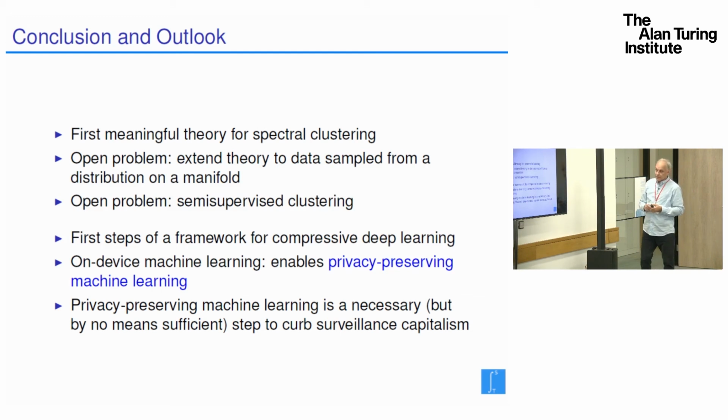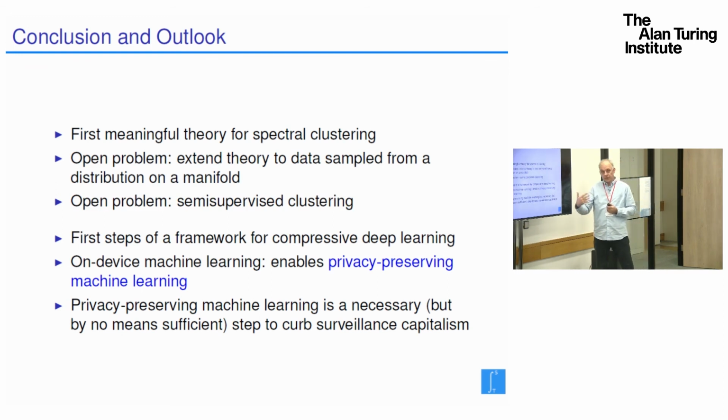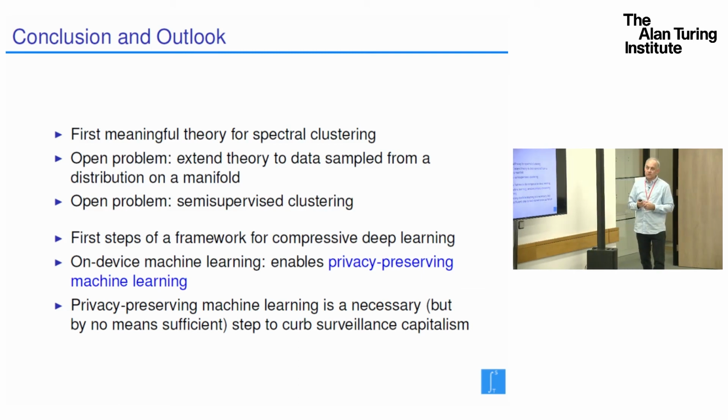The second part of the talk was a step towards privacy-preserving machine learning, a very small step yet, but I think we have to do many more of these steps in order to really deal with this threat of surveillance capitalism. And that's a great opportunity for us mathematicians. We can really do something useful to turn this digital revolution into a more just revolution.